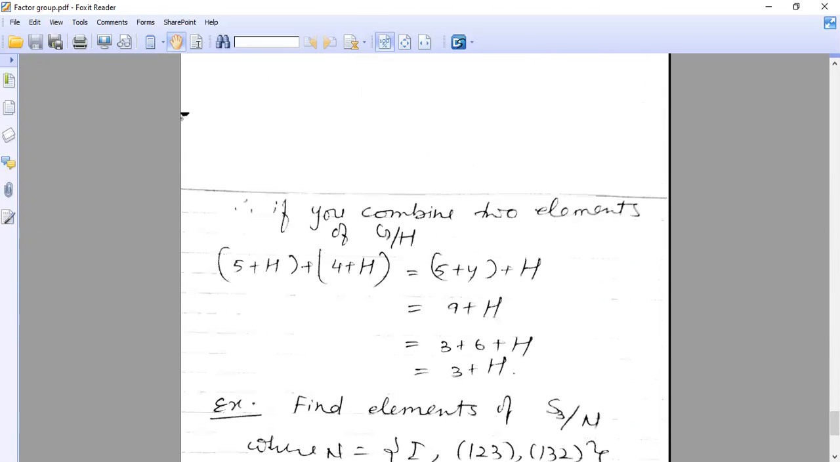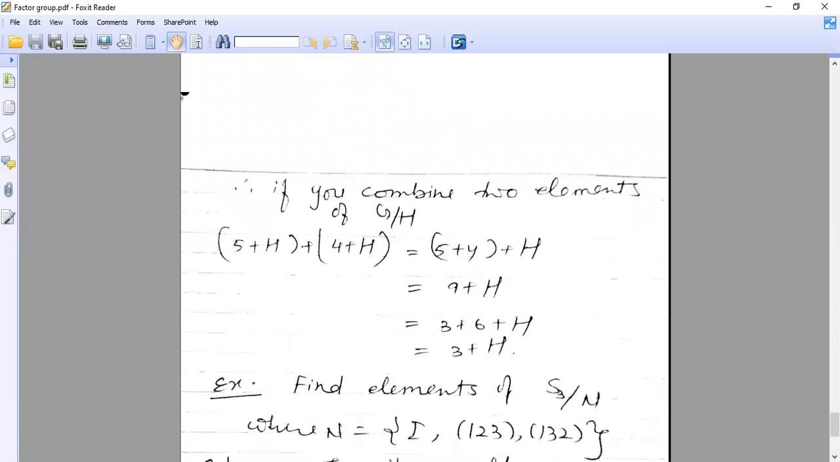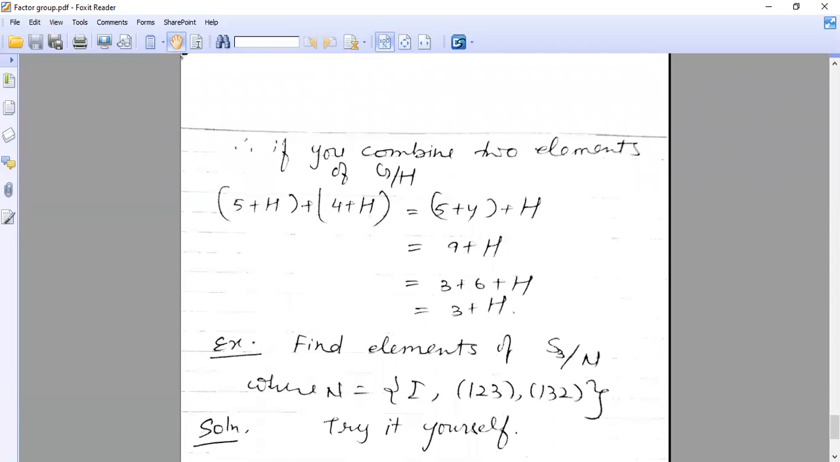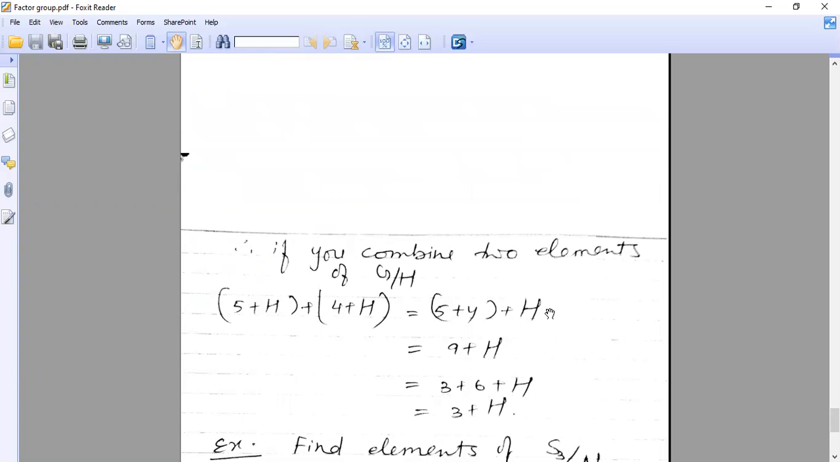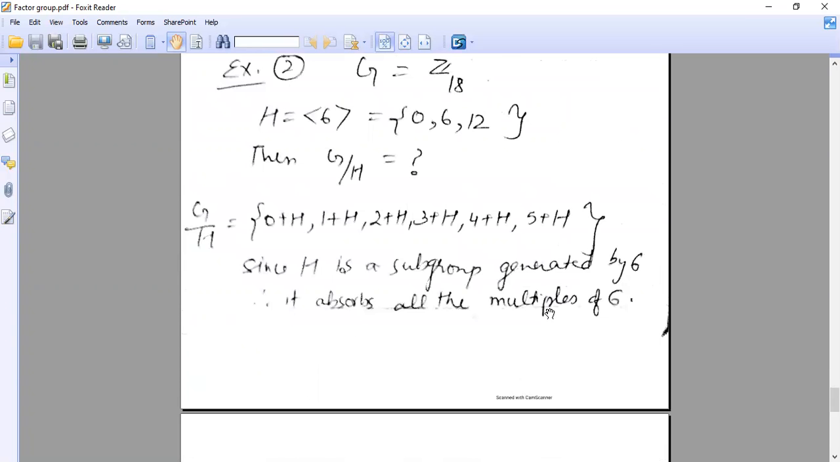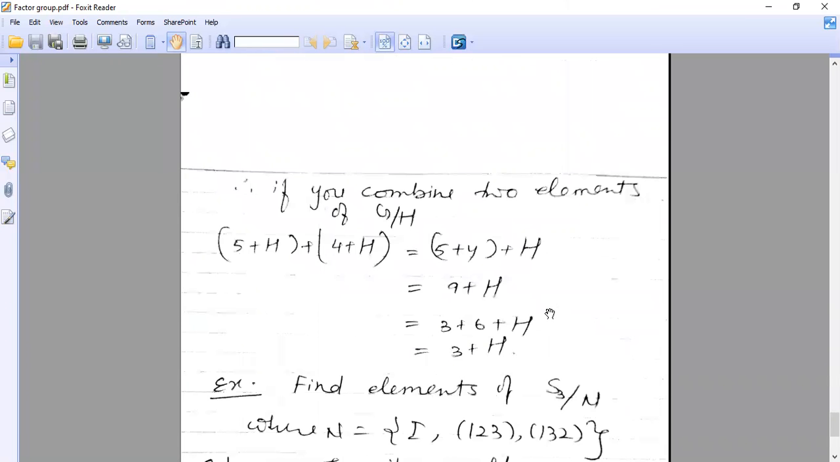So now here we have shown how you are going to combine two elements of G upon H. If you are taking 5 plus H and 4 plus H, so 5 plus H plus 4 plus H will be 5 plus 4 is 9. So this will be 9 plus H, and 9 can be written as 3 plus 6. 6 plus H is equal to H because 6 belongs to H. Your H is a subgroup which is generated by 6, so 6 belongs to H.